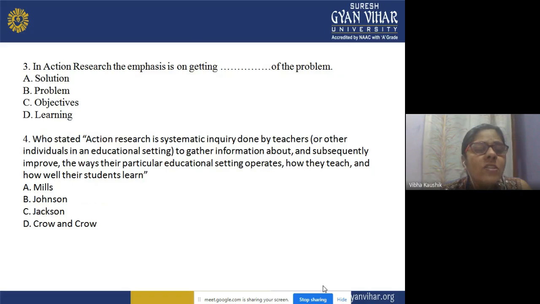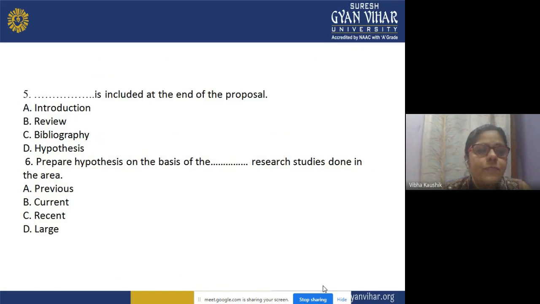Fourth one: who stated action research is systematic inquiry done by teachers or other individuals in educational settings to gather information about and subsequently improve the way their particular education settings operate, how they teach, and how well their students learn? This definition is given by A, Mills, B, Johnson, C, Jackson, or D, Crow and Crow. So the correct answer is A. This definition was given by Mills.